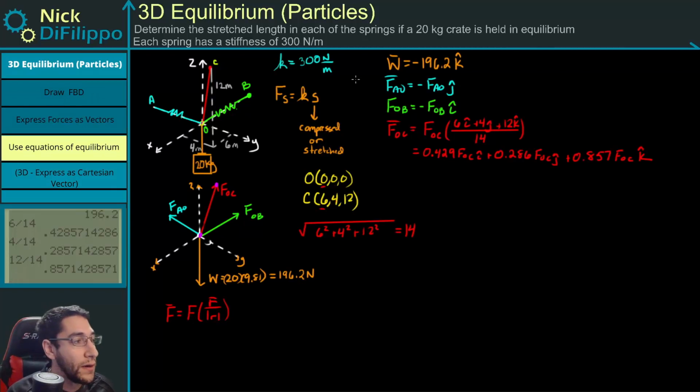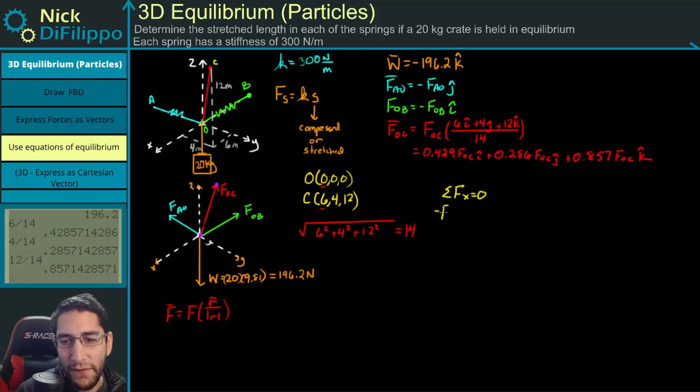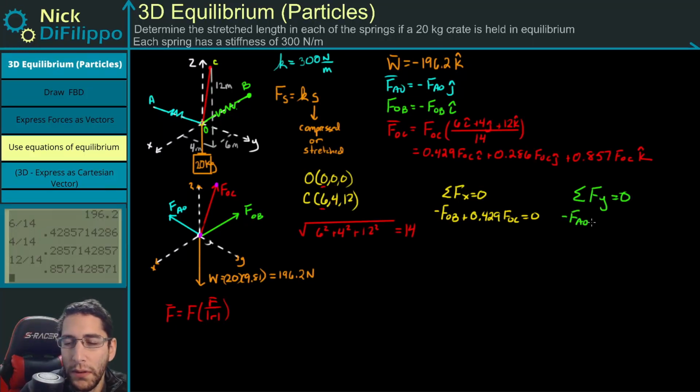We can use our equations of equilibrium. Our equations of equilibrium are the sum of the forces in the x are equal to 0. Now anything with an i component, we have minus F_OB plus 0.429 F_OC is equal to 0. In the y direction, we have the sum of the forces in the y are equal to 0. So we have minus F_AO plus 0.286 F_OC is equal to 0.